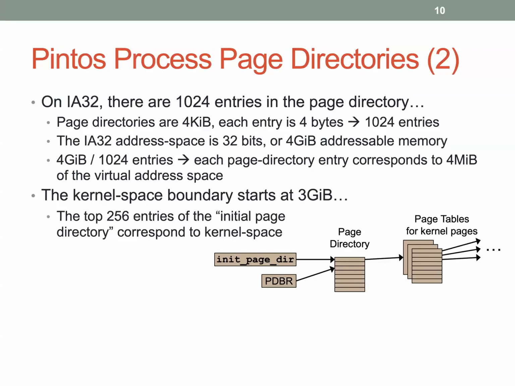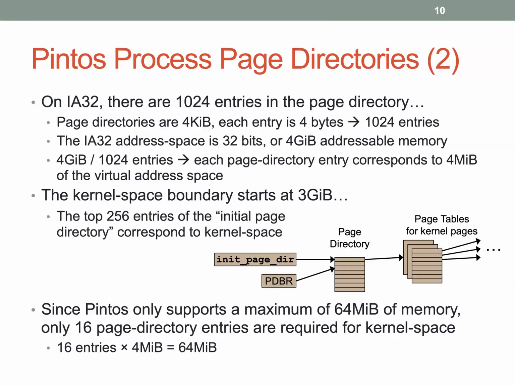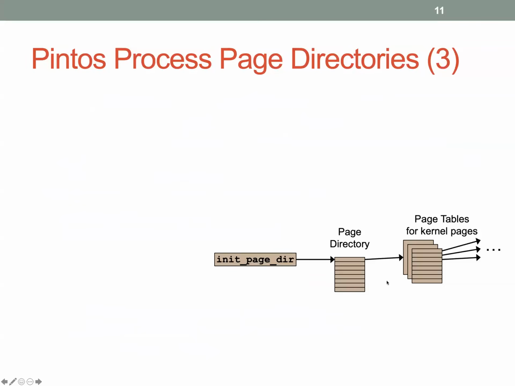So that's why I've drawn the picture the way that I have. Now, I also mentioned that Pintos only supports a maximum of 64 megabytes of memory. So you could again say, okay, 64 megabytes divided by 4 megabytes, that's how many page directory entries I will actually have at max for the kernel address map. And so you really only should see a maximum of 16 entries at the top of this page directory that specifies the kernel address map. Okay? So hopefully you all followed that.